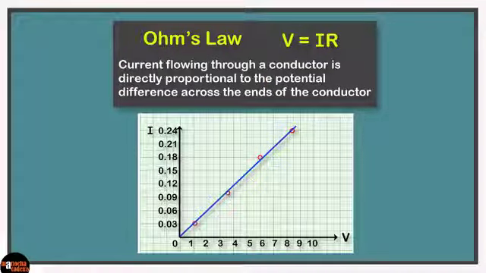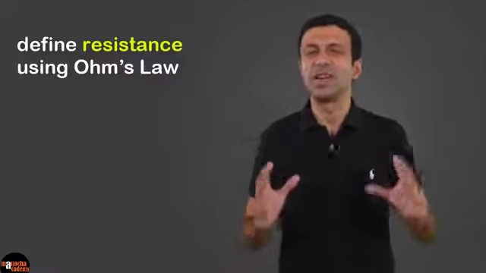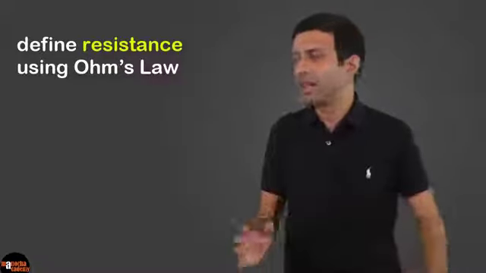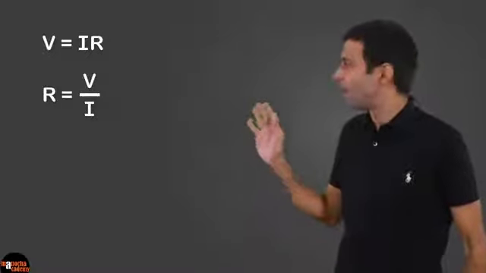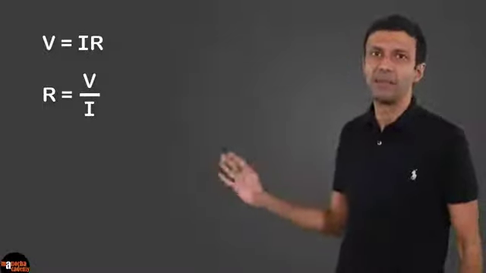Let's place Ohm's law and the important formula V equal to I into R on our concept board. Let's see how we can define the concept of resistance using Ohm's law. Let's bring R to the left hand side of the equation. So we get R equal to V by I.